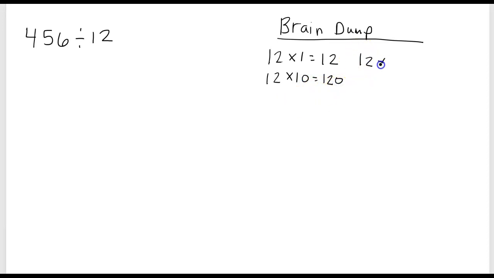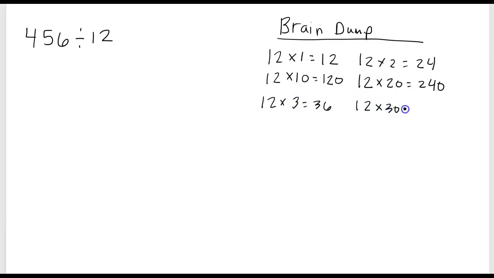12 times 2 is 24. And so I know 12 times 20 is 240. 12 times 3 is 36. So I know that 12 times 30 is 360. 12 times 4 is 48. So I know that 12 times 40 would be 480. I'm going to stop here because 480 is bigger than 456.